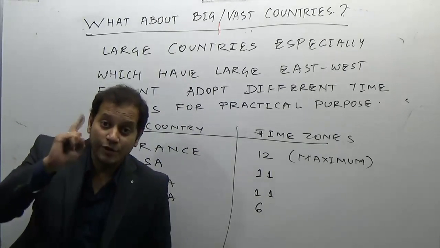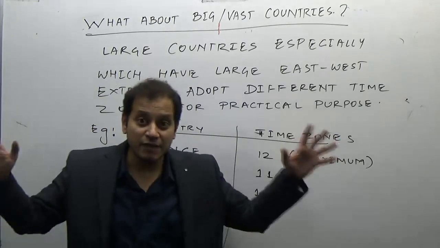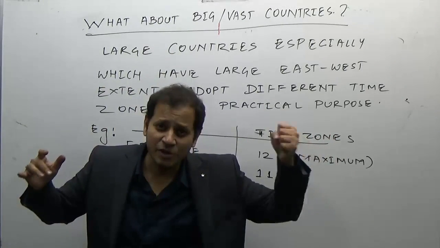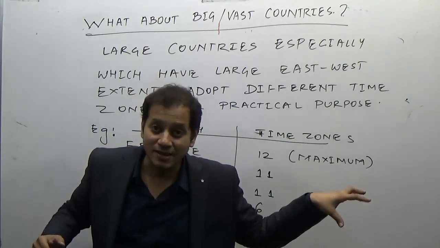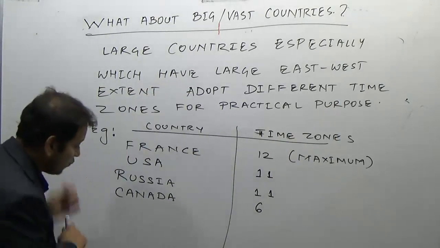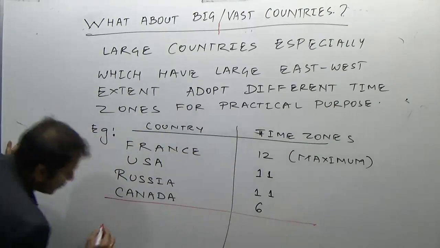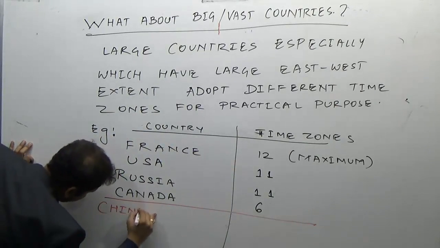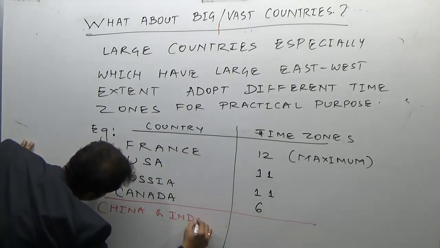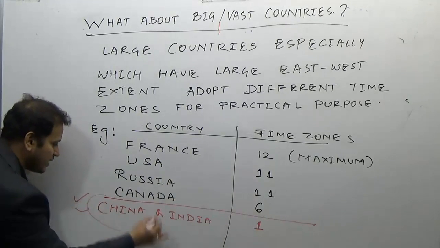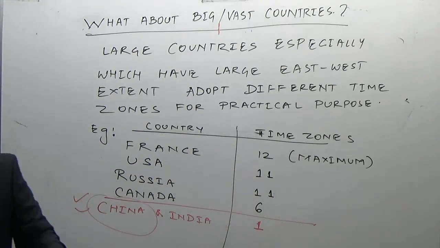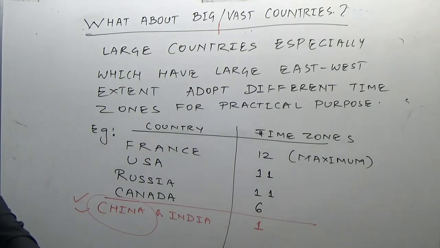But from the examination point of view, remember China, which is also a very, very vast country, a communist country. The central government is very, very strong. They do not want decentralization like other countries, even like India. So China has just one time zone. India also has only one time zone. So China and India have one time zone each.